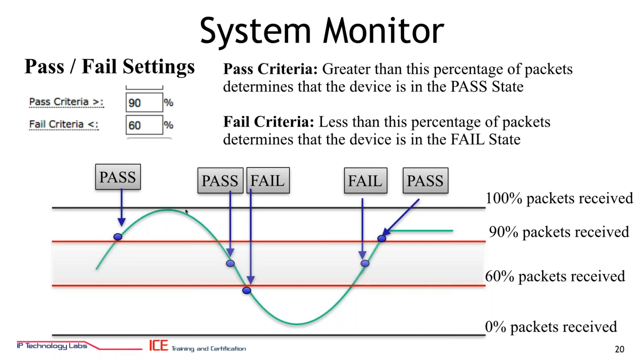If we're then running and we start dropping some packets and we get down to, let's say, 70%, we're still in a pass state. We're below the pass criterion, but we haven't gotten lower than the fail criteria. So once we go below 60%, now we're in the fail state. And then let's say we recover and we're starting to get packets, somebody fixed the network, whatever the issue was. We get back up to 75% packets received, we are still in the fail state. And we'll be in the fail state until we pass 90% packets received.